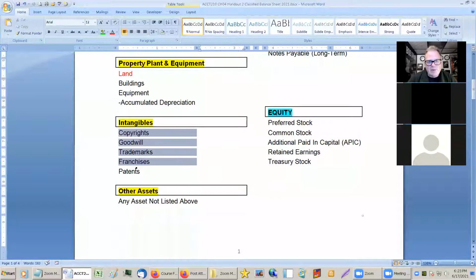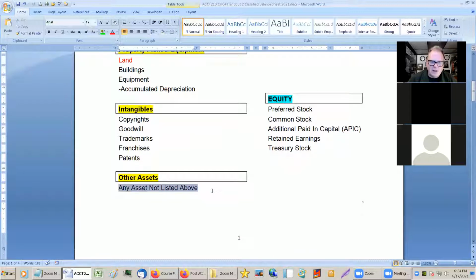So anyway, these are some of the ones that you'll have. Copyrights, if you write a computer program or a book or something like that. Goodwill is an odd one, which we're not going to talk about here. Trademarks, franchises, all those things are intangibles.